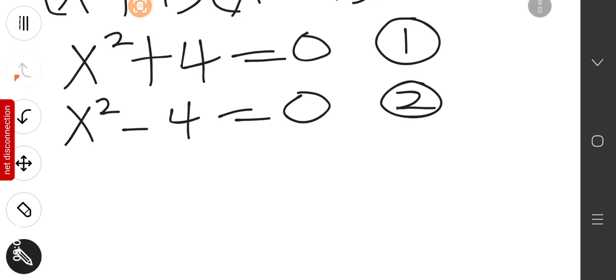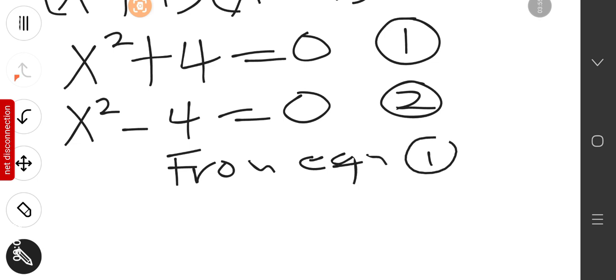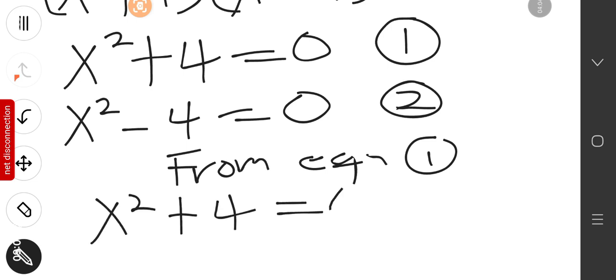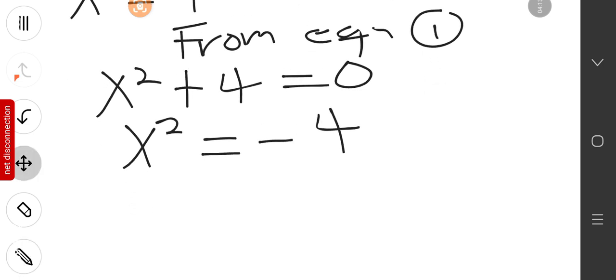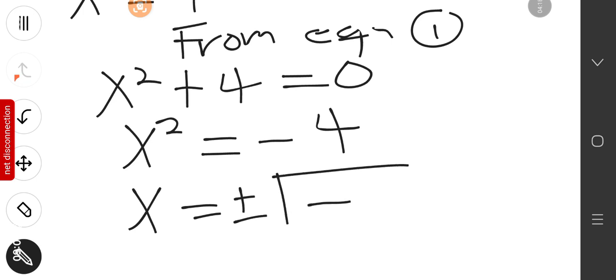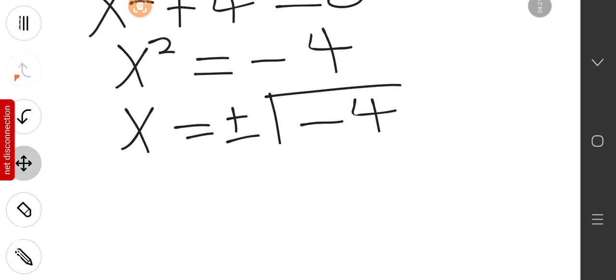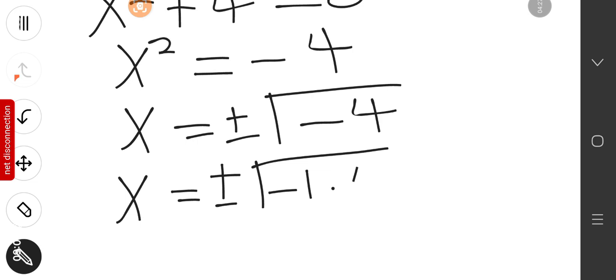All right, so from equation 1, x squared plus 4 equals 0. So x squared equals minus 4. x equals plus or minus the square root of minus 4. Now, x equals plus or minus the square root of minus 1 times 4, so you can convert minus 4 to minus 1 times 4.